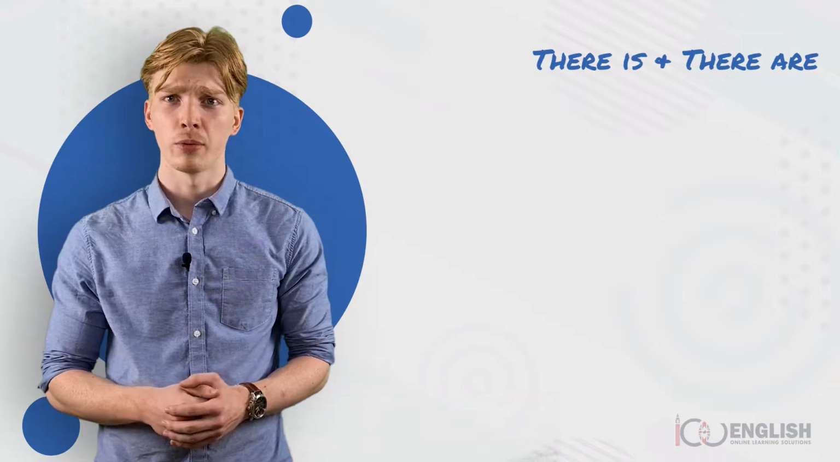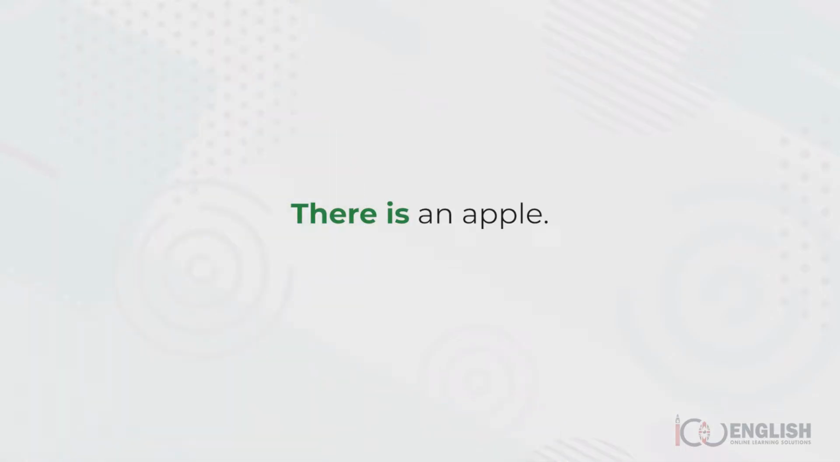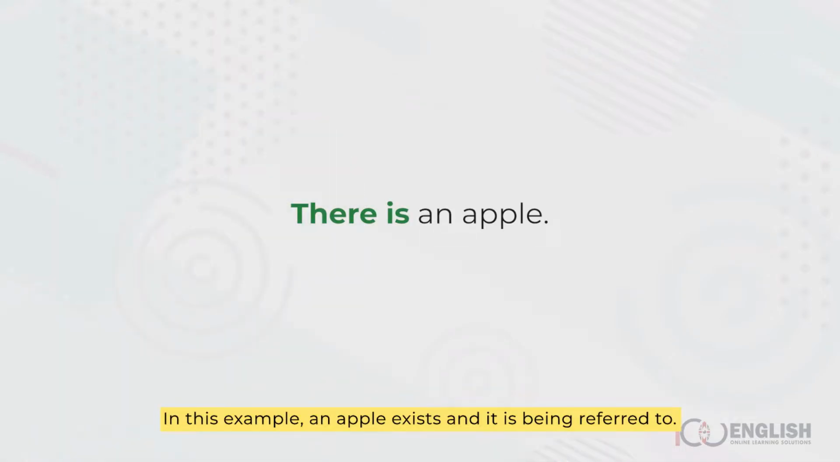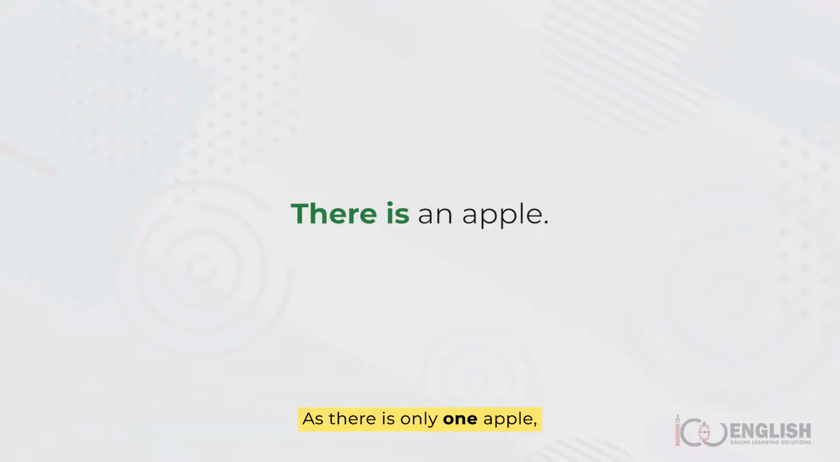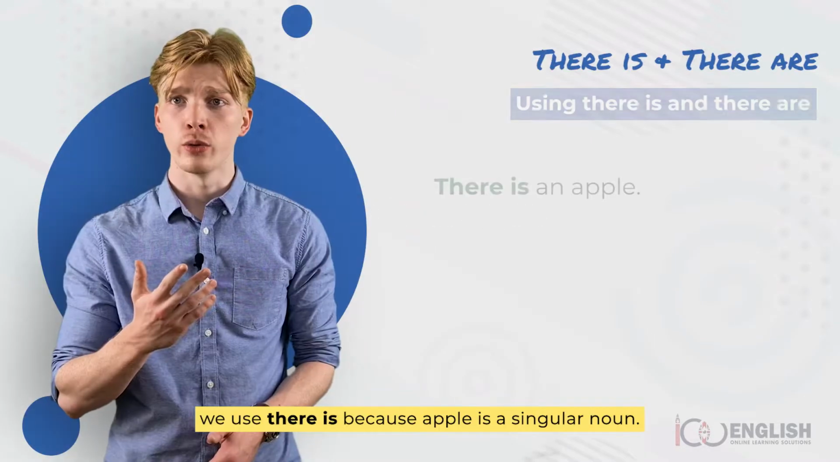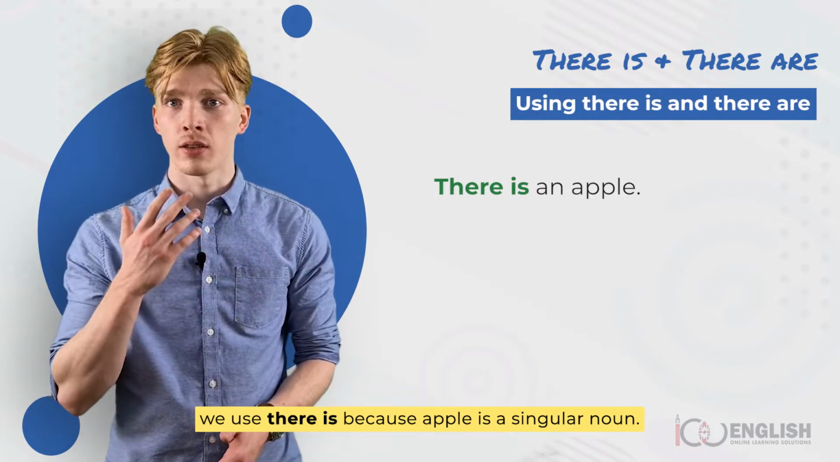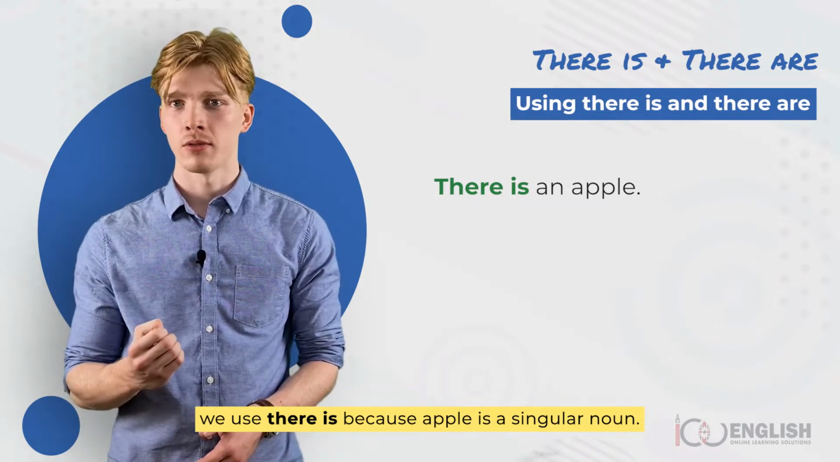Let's look at a few examples. There is an apple. In this example, an apple exists and it is being referred to. As there is only one apple, we use there is because apple is a singular noun.